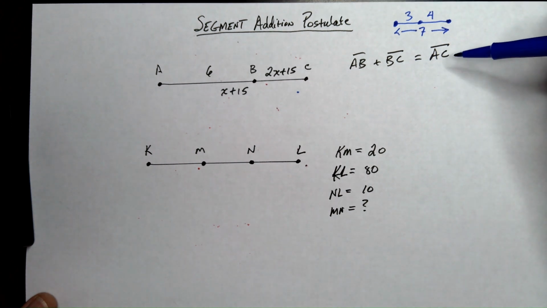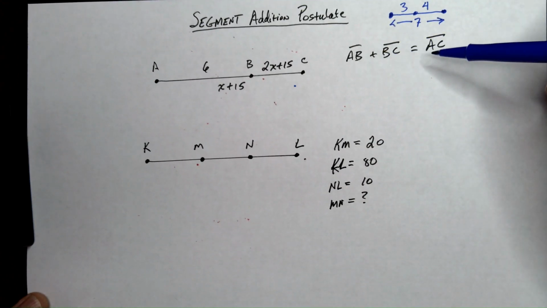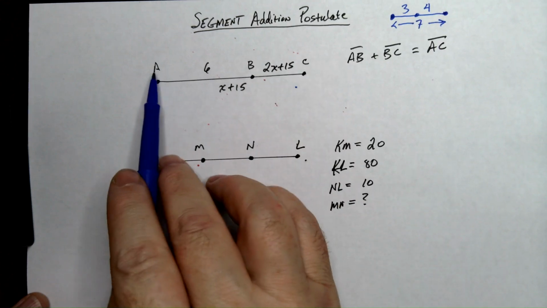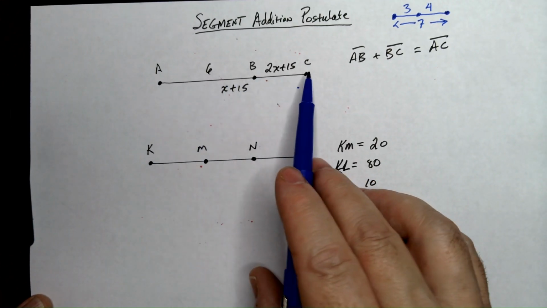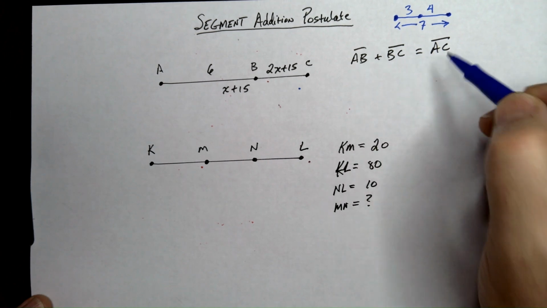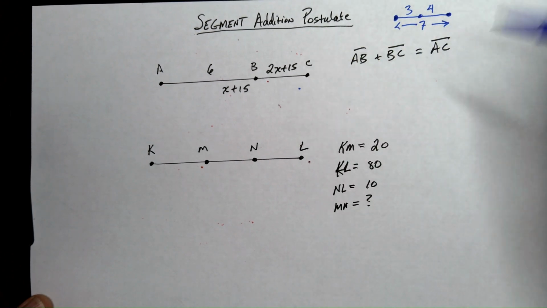And that's what this formula right here shows us, right? If you have the two pieces, then they add up to the whole. So right here, AB plus BC equals AC. So the two little parts add up to the whole thing. And we can use that fact to figure out different distances and all kinds of stuff.